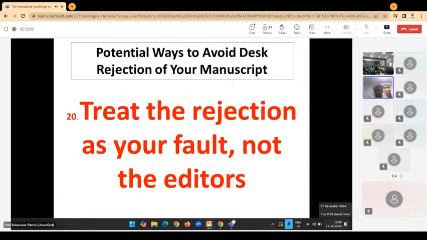If your manuscript is rejected, treat the rejection as your fault, not the fault of the editor, because most of the editors spend time on your manuscript. If they think that your manuscript is unlikely to be processed, it will be rejected, or if any of the reviewers has given a negative comment, because there will be a confidential comment sent to the editor by the reviewer.